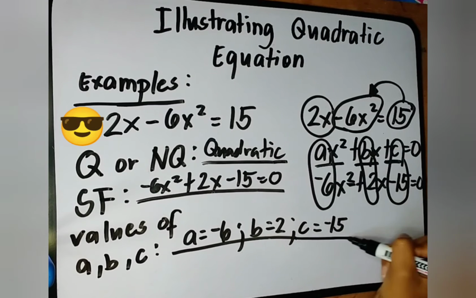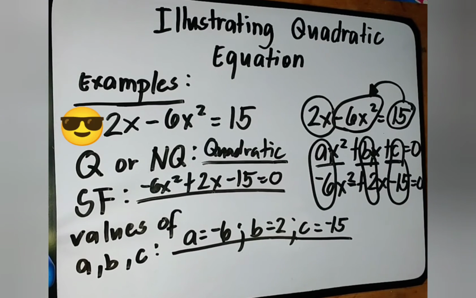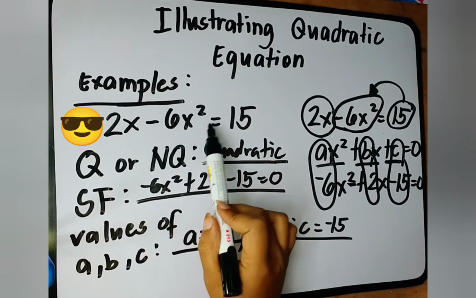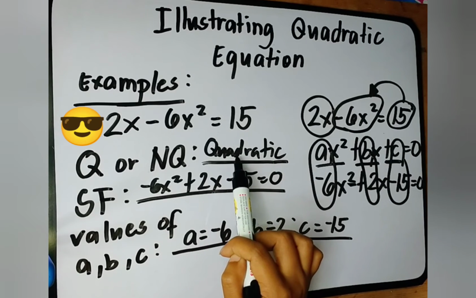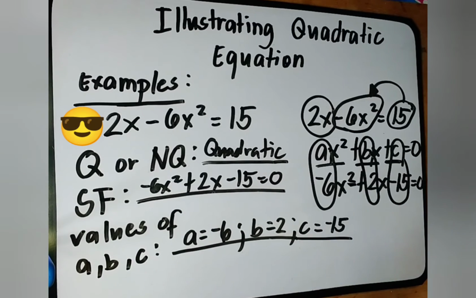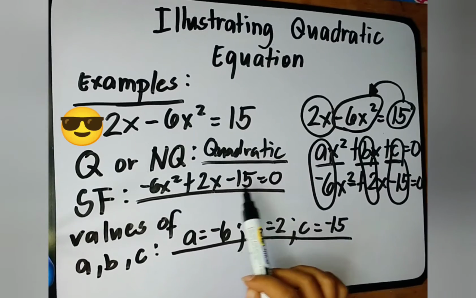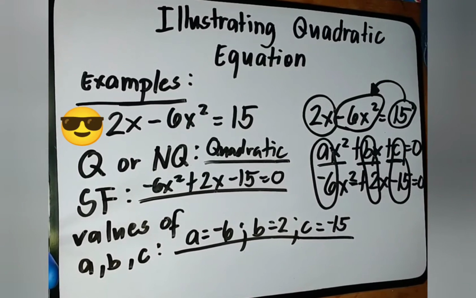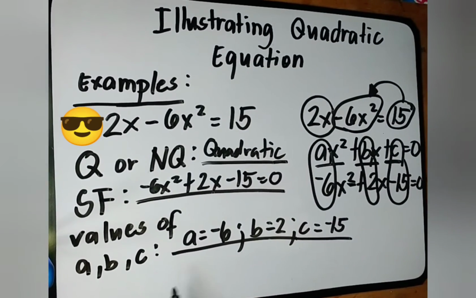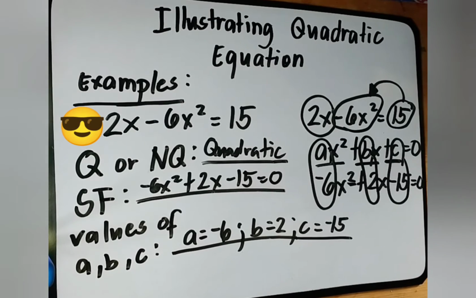Let's summarize our answer. So, 2x minus 6x squared is equal to 15 is a quadratic equation, and the standard form is negative 6x squared plus 2x minus 15 is equal to 0, and the values of a, b, and c are negative 6, 2, and negative 15 respectively.